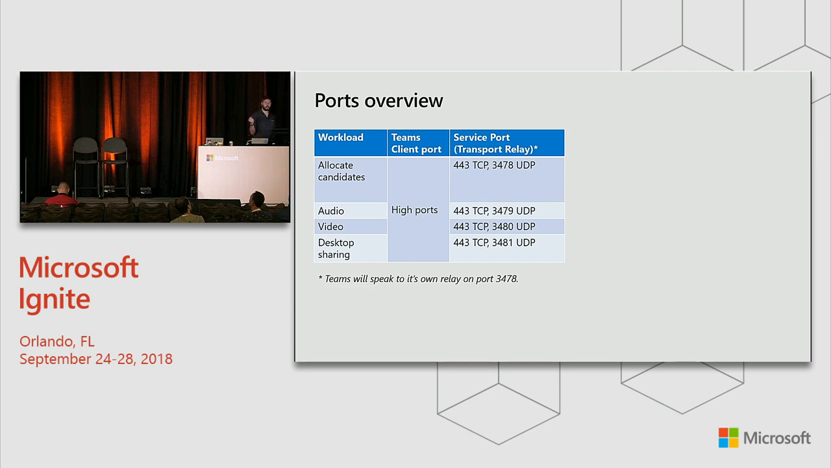So some of the ports that we're using, we've got some high ports for incoming audio on the Teams client itself. So we've been talking about the 3478 up to 3481 on the relay and on the service. When it comes to incoming audio, the Teams client, we call this the high port range, 50,000 up to 50,059 from the top of my mind. This is well documented in our Office 365 IP address range, so you can look that up. As far as the service ports for our transport relays, it's always 443 TCP and 3478 UDP up to 3481 UDP.